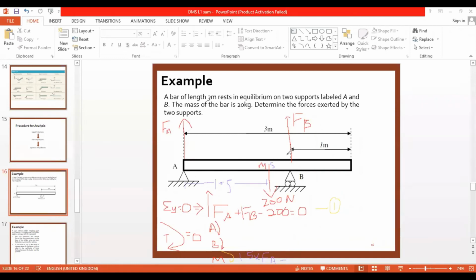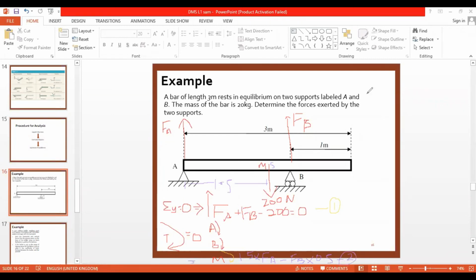And this distance is, so total is 3 meter and 1 meter here, which means this much is 2 meter. And I have 1.5 meter here, which means here it is 0.5 meter. So minus FB into 0.5. This is my second equation.